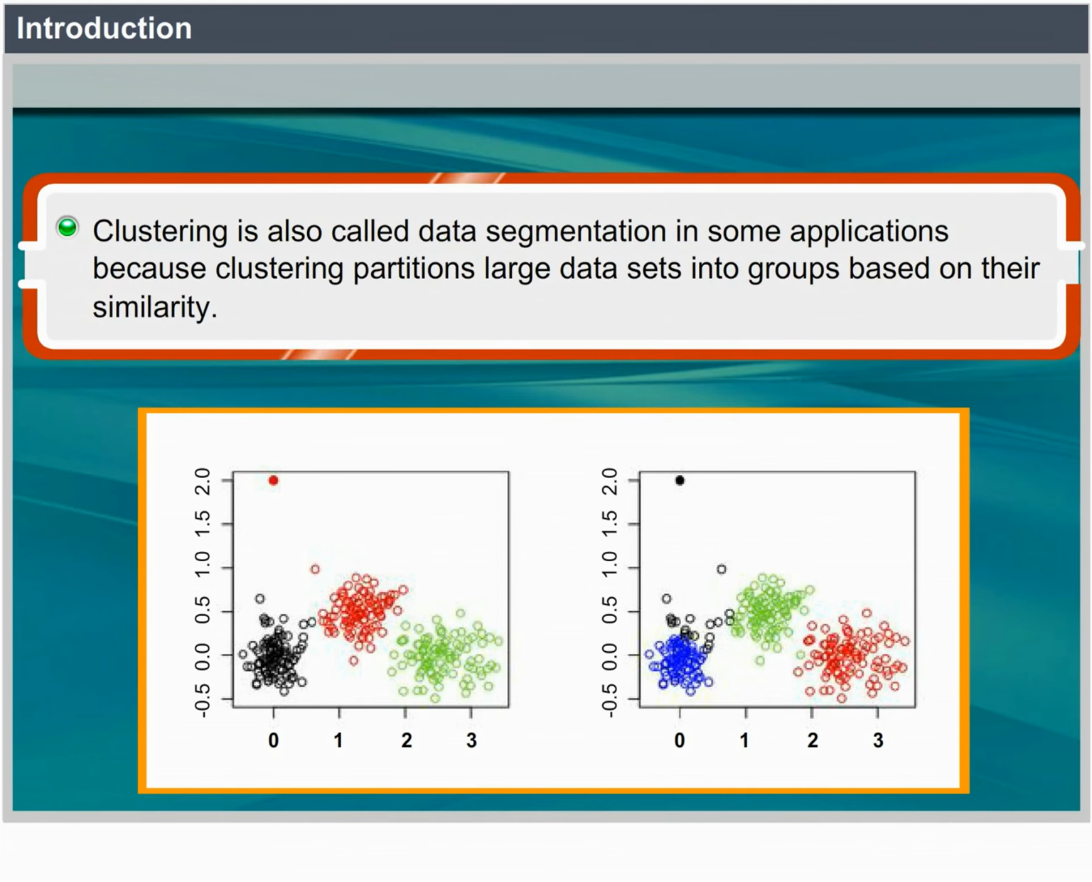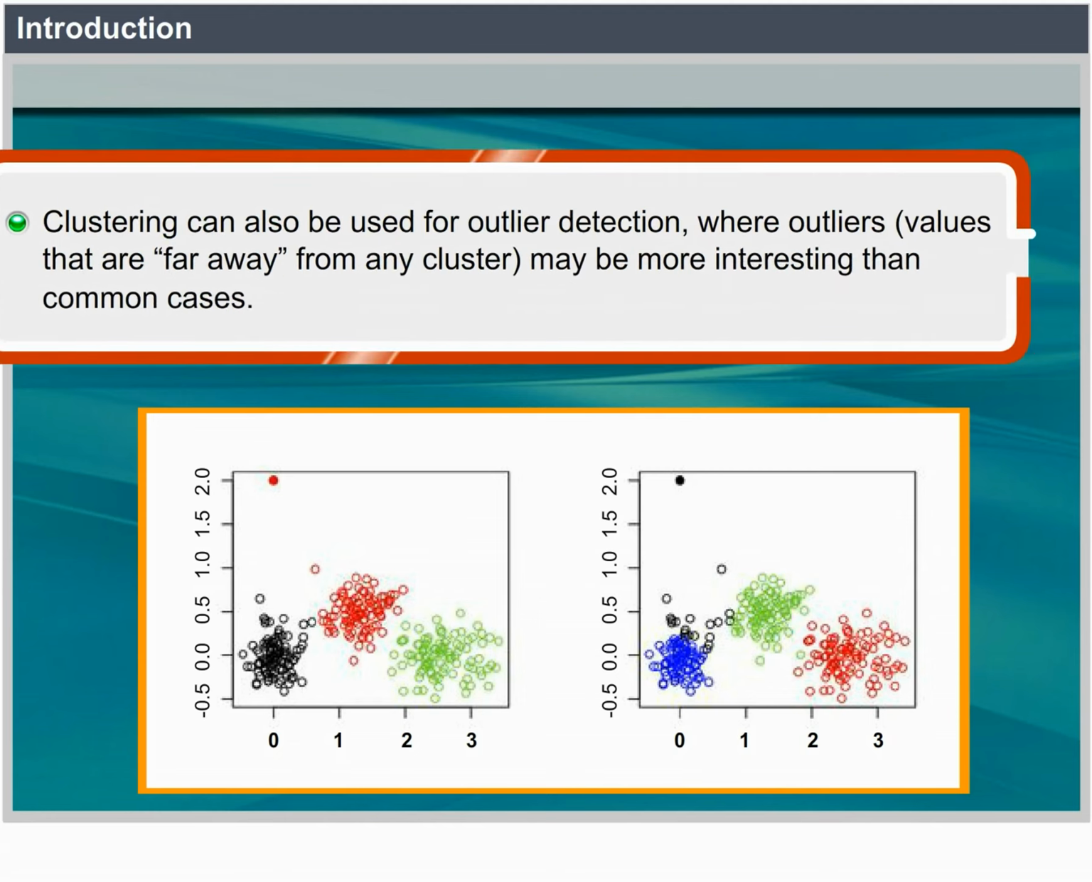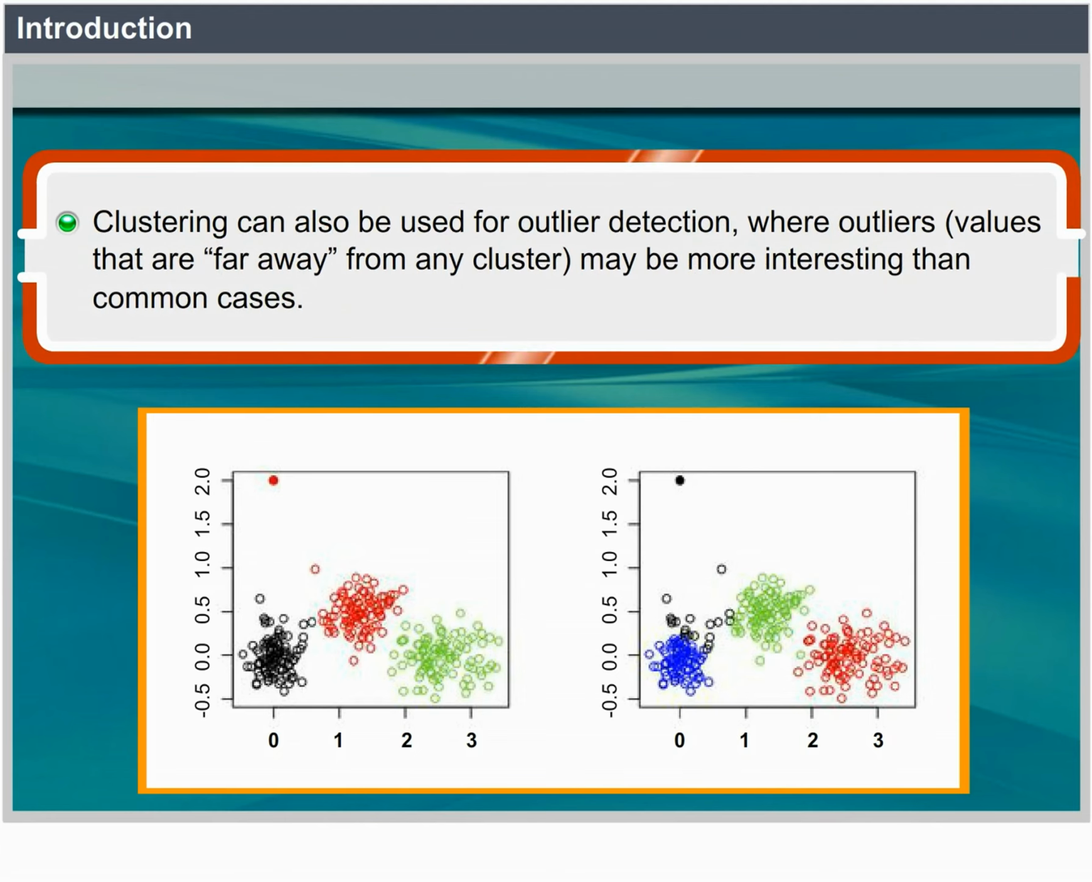Clustering is also called data segmentation in some applications because clustering partitions large datasets into groups according to their similarity. Clustering can also be used for outlier detection, where outliers, values that are far away from any cluster, may be more interesting than common cases.